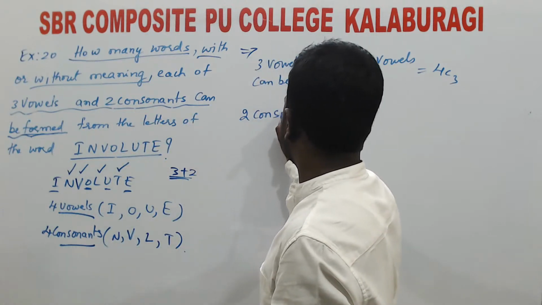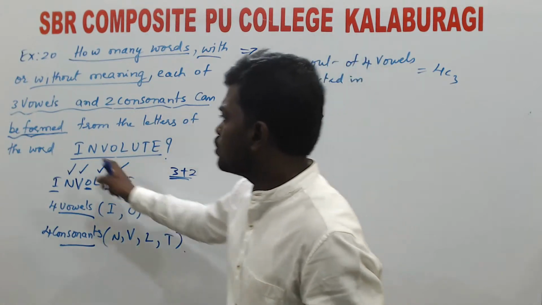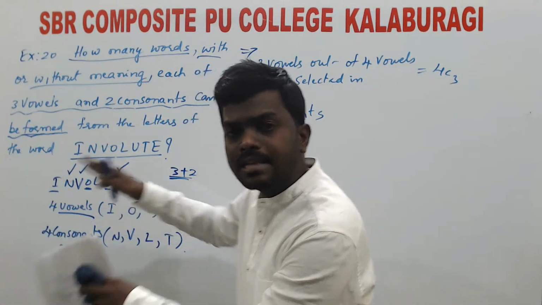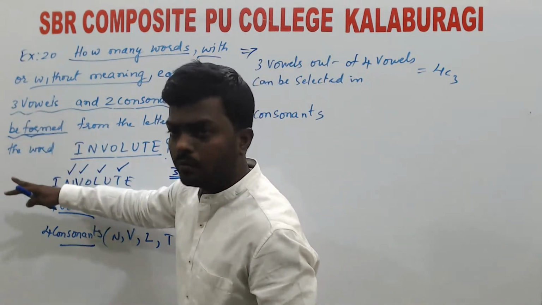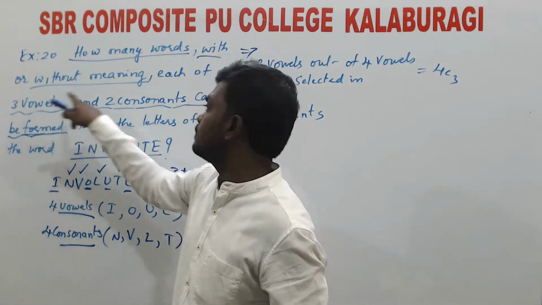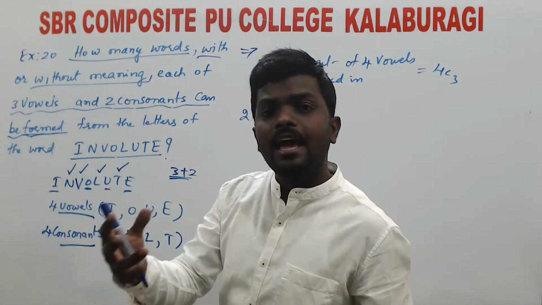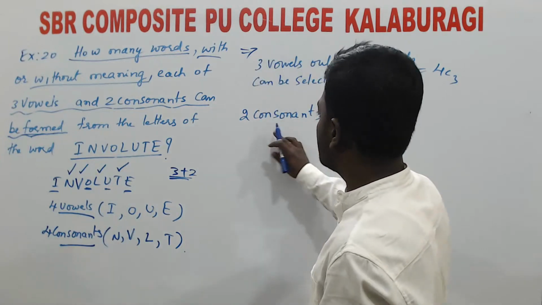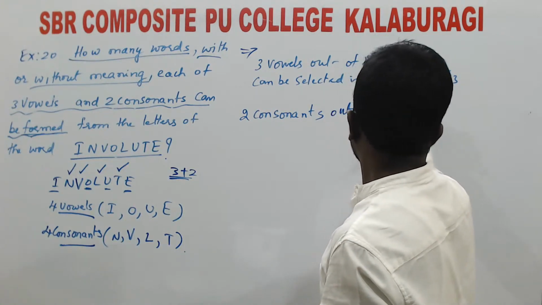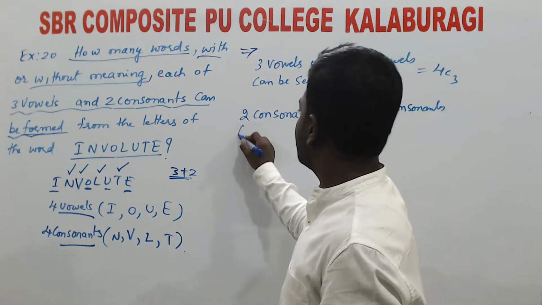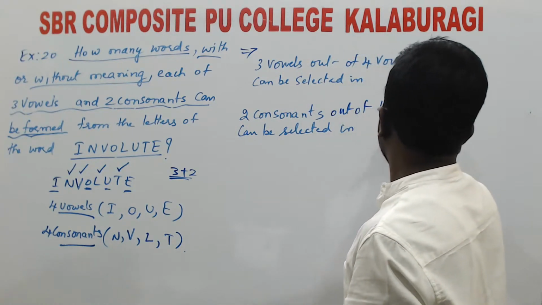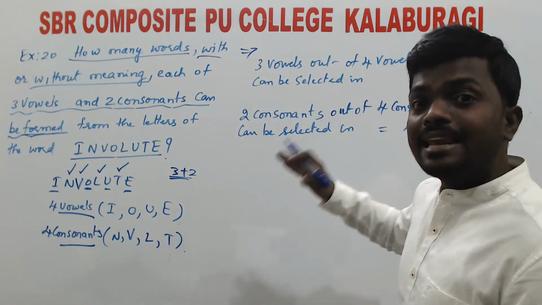And I have to pick two consonants also, students. They are asking not to use all the letters. They are saying bifurcate vowels and consonants, pick three vowels and two consonants, and arrange the words out of them. So first select and see how many combinations you can make. Two consonants out of four consonants can be selected in 4C2. Okay, now selection is done.